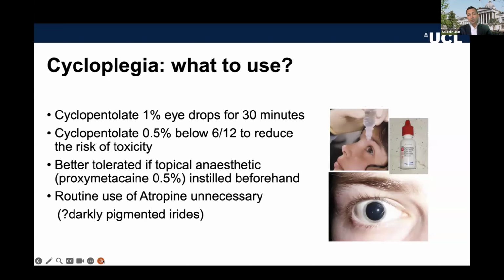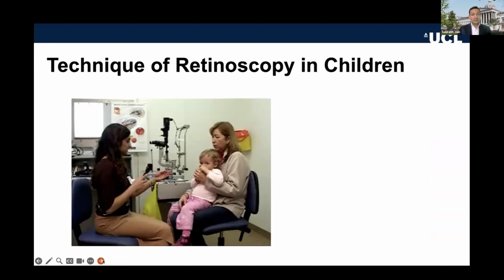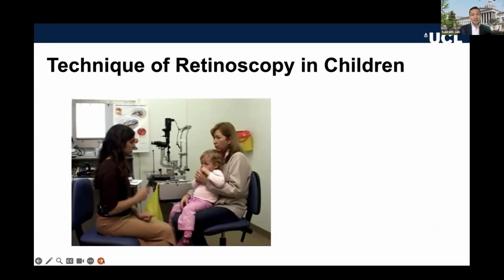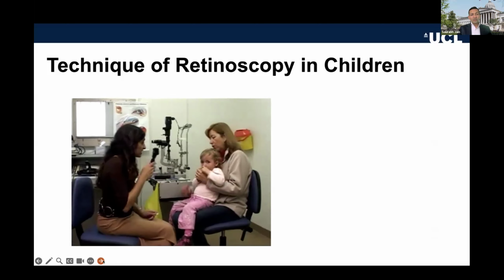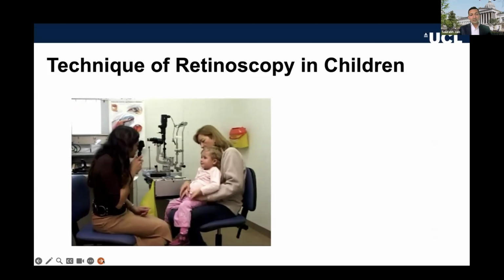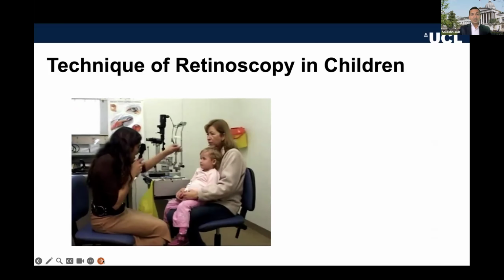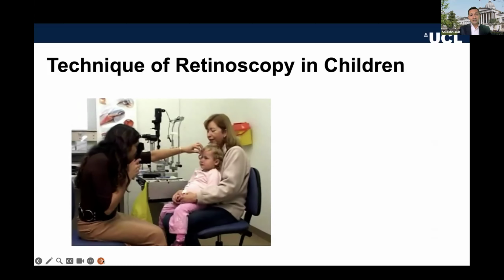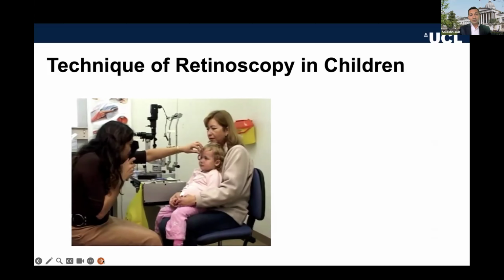In some children, especially the older ones, you can instill some proparacaine beforehand to reassure them, but it depends whether they'll allow you 2 drops or just 1 drop. We very rarely use atropine, but I know it's been used in some places, especially with lots of children with pigmented irides. This is the method of examination. On the whole, we like to use a semi-darkened room, not completely dark. The child sits either by themselves or in their mother's lap, and we use handheld lenses. We try and engage the child throughout. We try and refract always on axis.